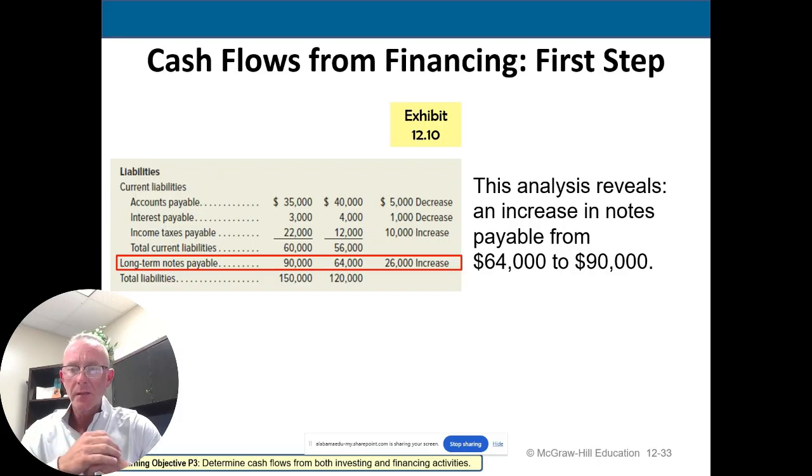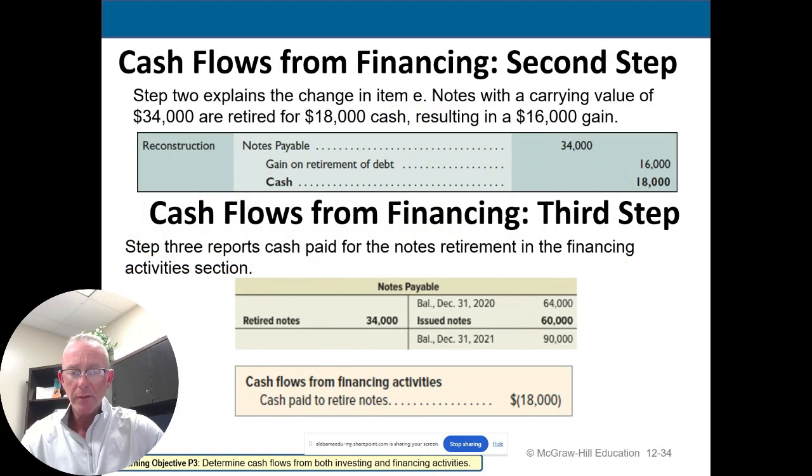All right. So long term there is a $26,000 increase from 64 to 90 on the notes payable. So we had 60 for issued notes, retired notes for 34,000. Had the gain on the retirement of notes. I need that issued notes to figure this out. It's just typical accounting stuff. I have enough information to work through the missing pieces here.